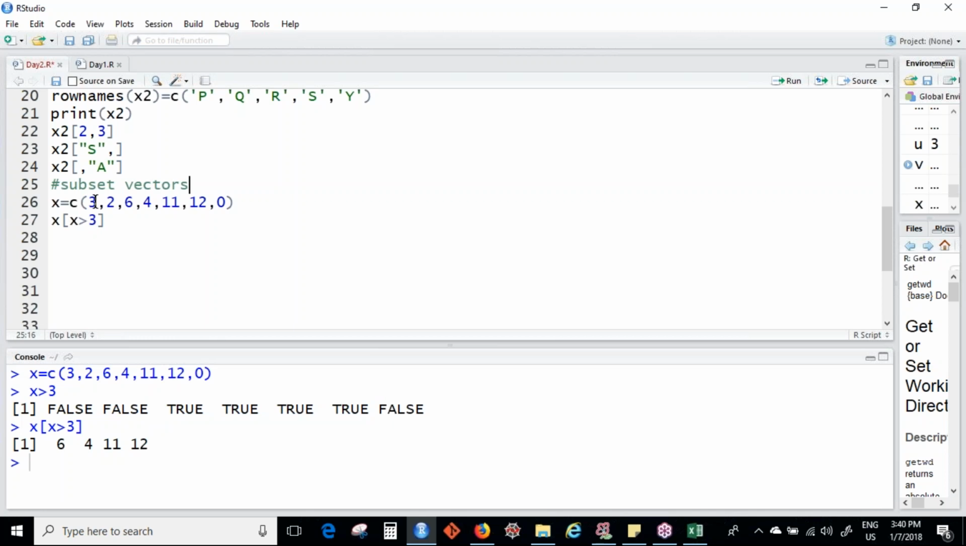Subset vectors in this way also. I hope this was clear to everybody. This is very important, and the homeworks that I share will be on these.